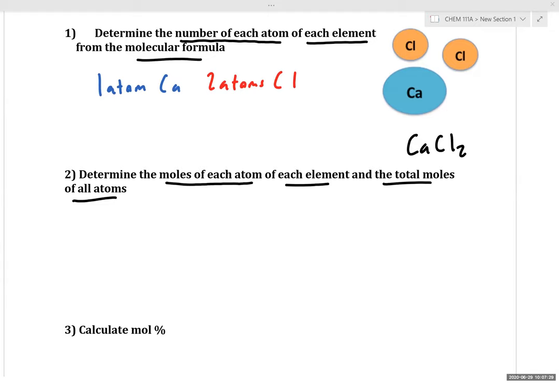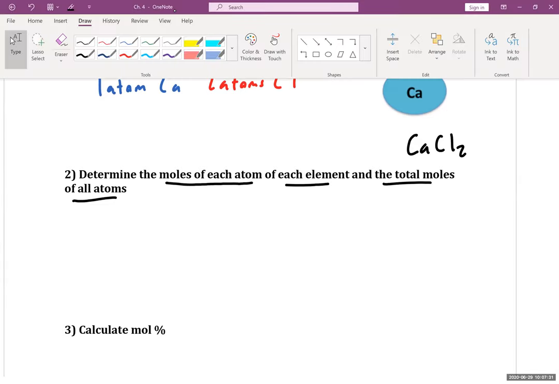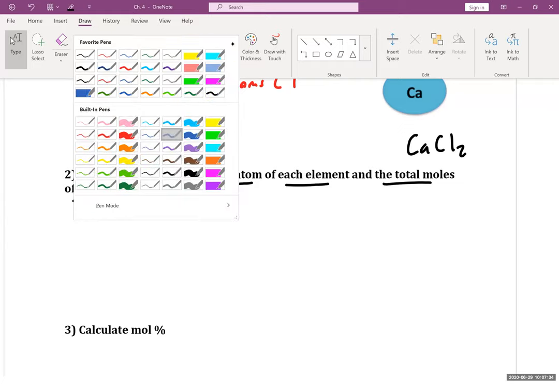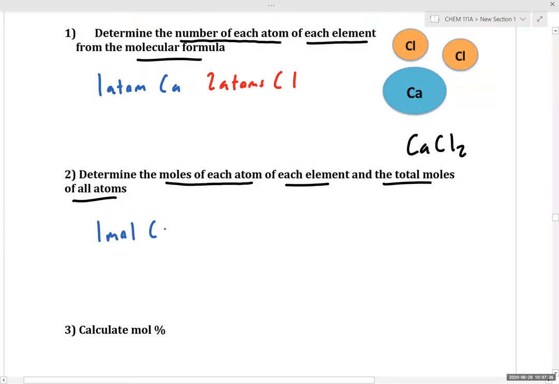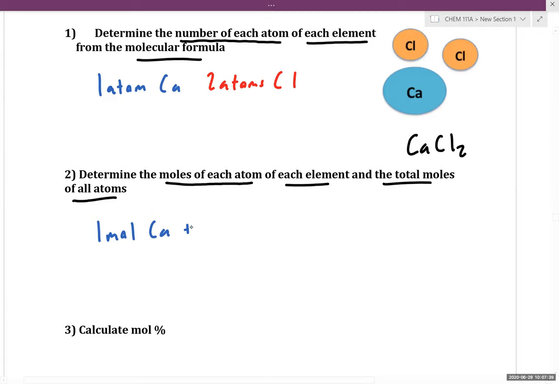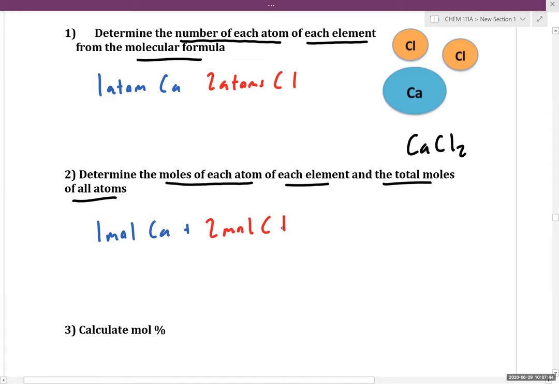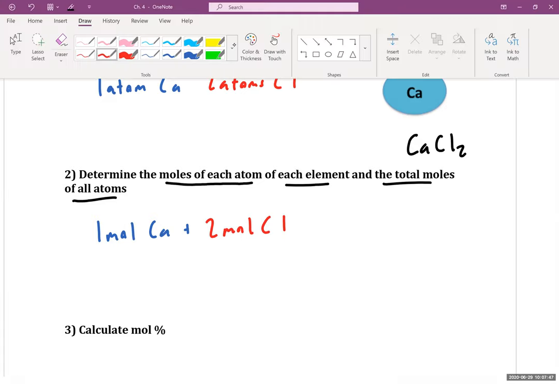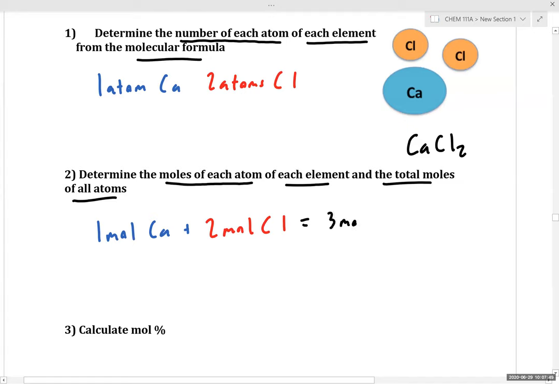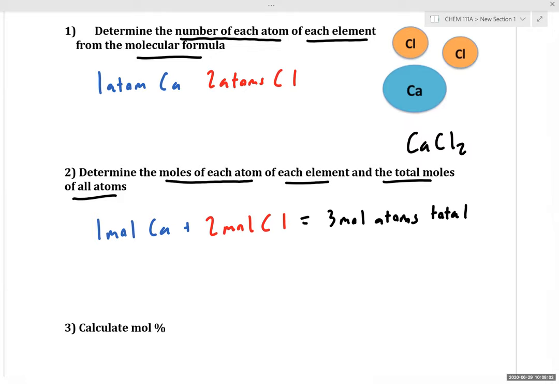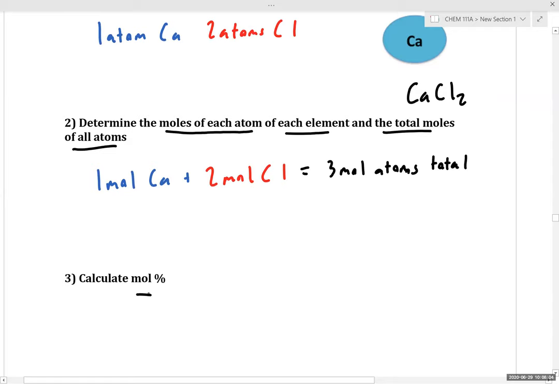So we can say if we have one atom of calcium and two atoms of chlorine, we can rewrite this as 1 mole of calcium, 2 moles of chlorine, and if we add them together, we get 3 moles of atoms total. Okay, so we have the moles of each element and the total moles of atoms. Wonderful. Now, from this information, we can calculate mole percent.